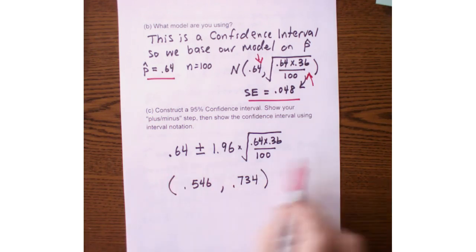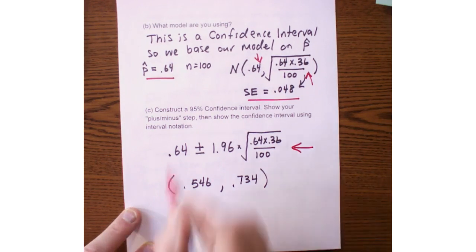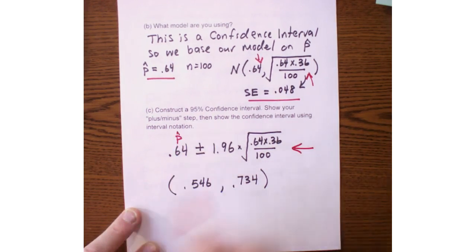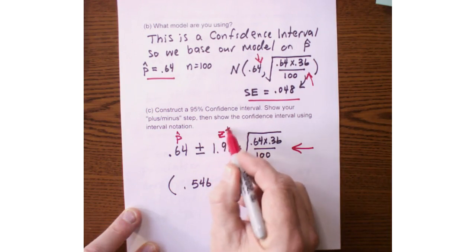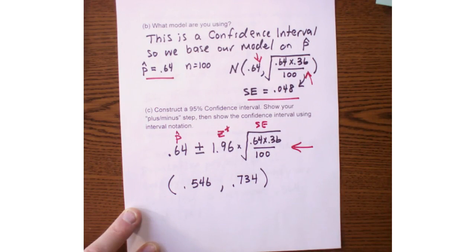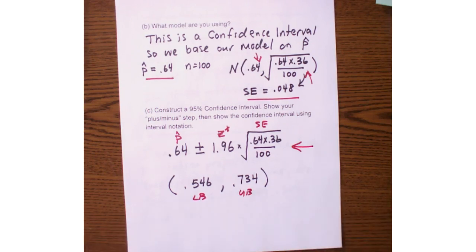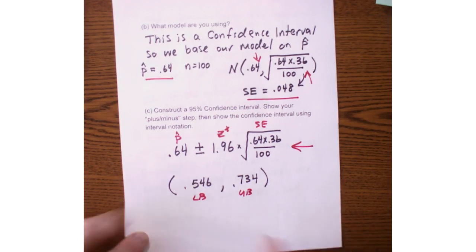And here is my plus minus step. This is my p hat. That's the special z-score, and this is the standard error. When I work out the subtraction problem and the addition problem, my interval's lower bound is 0.546 and my upper bound is 0.734. So that's my 95% confidence interval.